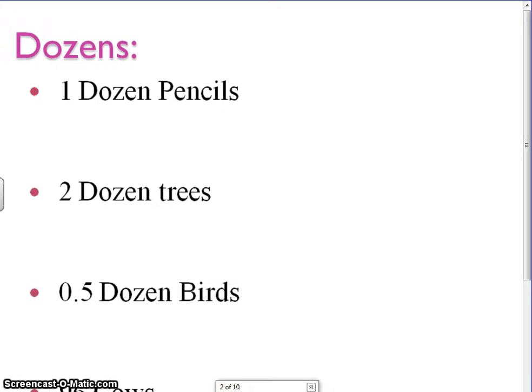So hopefully you know that if you have 1 dozen pencils, that means you have 12 pencils. If you know that a dozen means 12, you should know that 2 dozen will mean 24. So you'd have 24 trees. Okay? Or that 0.5 dozen birds would be 6 birds.